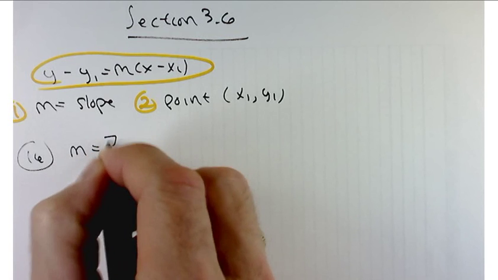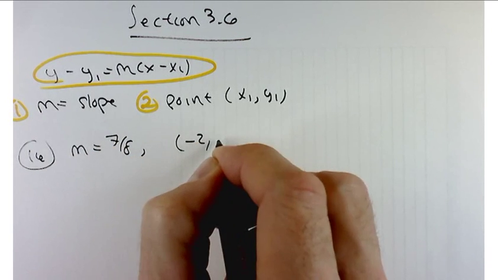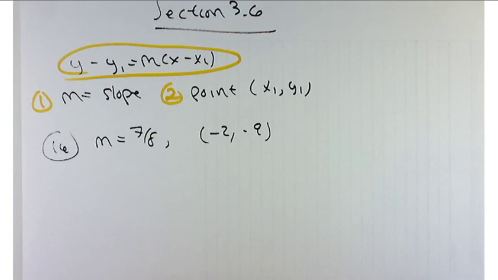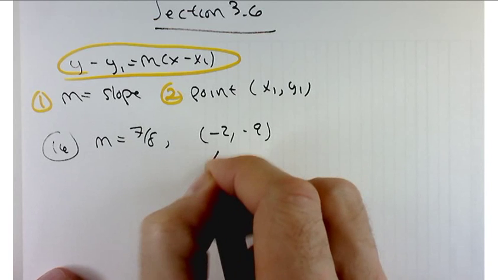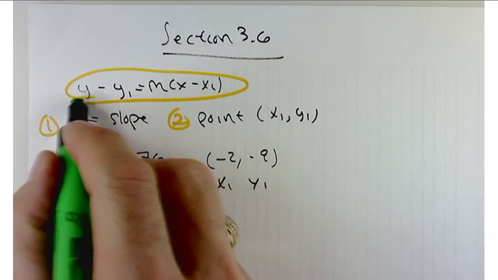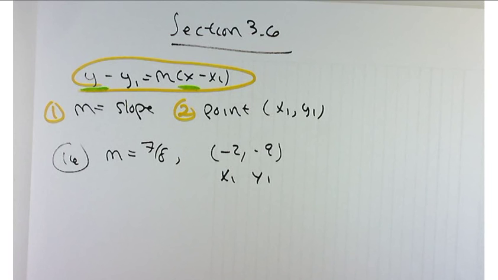M is 7/8, and we're passing through the point -2, -9. This one's going to be a little bit harder than the one that I'm going to follow up with, one that you're going to do. If I wanted the equation of a line, I have to realize that this is my x1 and y1, and I'm going to plug it into that formula up above. There are two things that you're not going to substitute for: this y and that x. That y and that x just remain as they are.